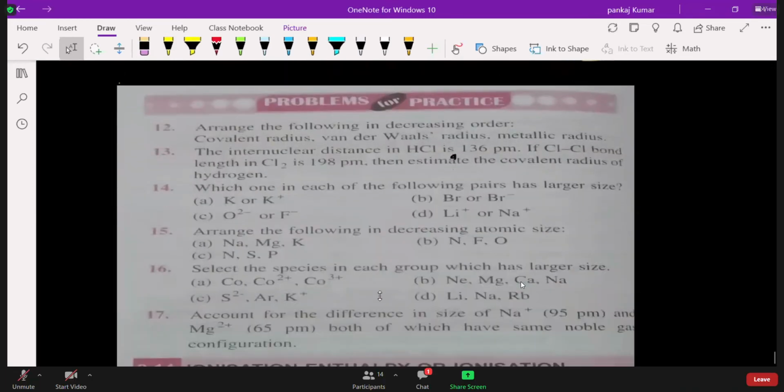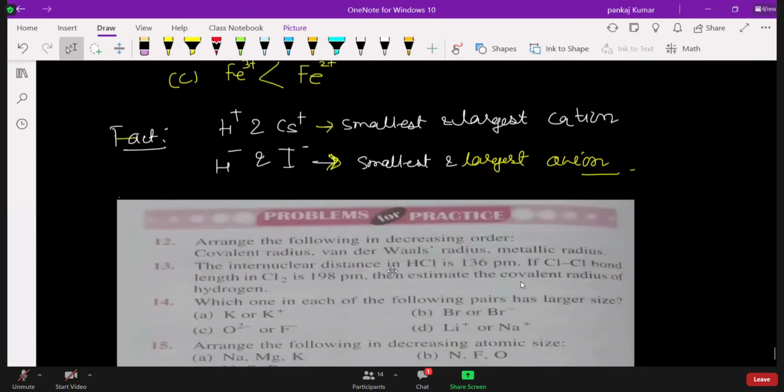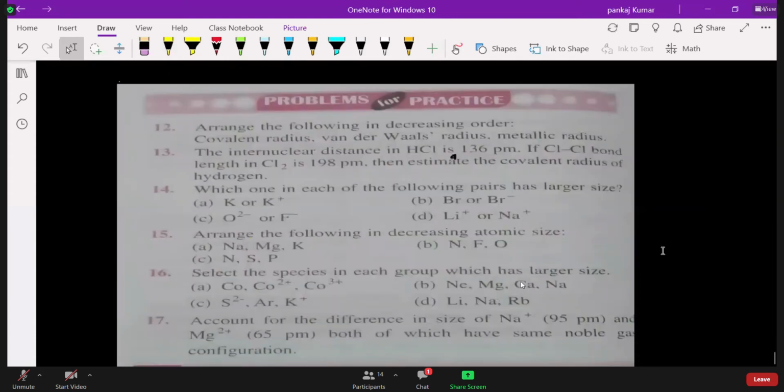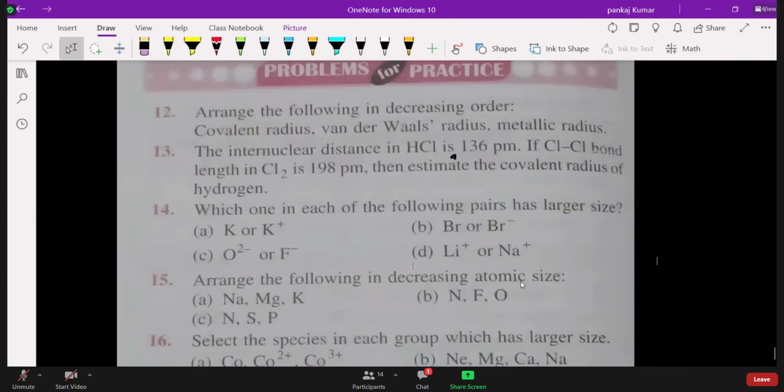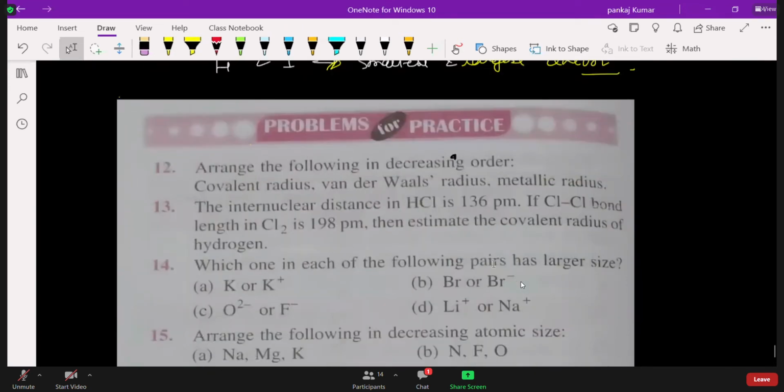Sir, for larger size, yesterday you taught. So arrange the covalent radius, van der Waals radius, and metallic radius in decreasing order. Which is the highest to the smallest? Van der Waals is highest, sir. Then metallic, and the last is covalent. Okay, 1, 2, 3. So you have to follow this order, right?